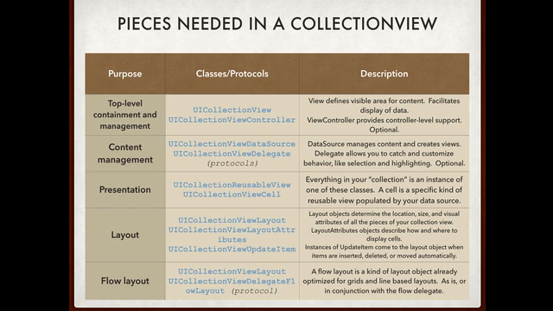There are basically four pieces that you need in your collection view that are defined by different classes or protocols. For the top level, for containment and management of just making sure everything works together, you have the UICollectionView class and the UICollectionViewController class. The view class will define things about how the view is displayed. You would declare one to say, all right, I'm putting this object here, and you can set all sorts of things about the way it displays that data. The view controller provides the controller level support.